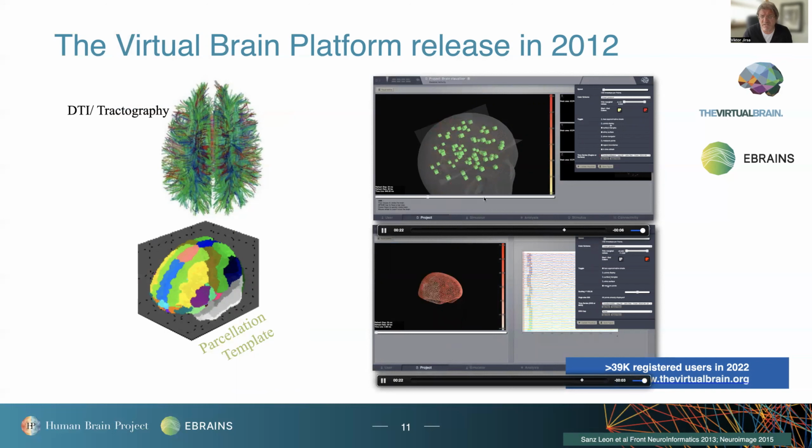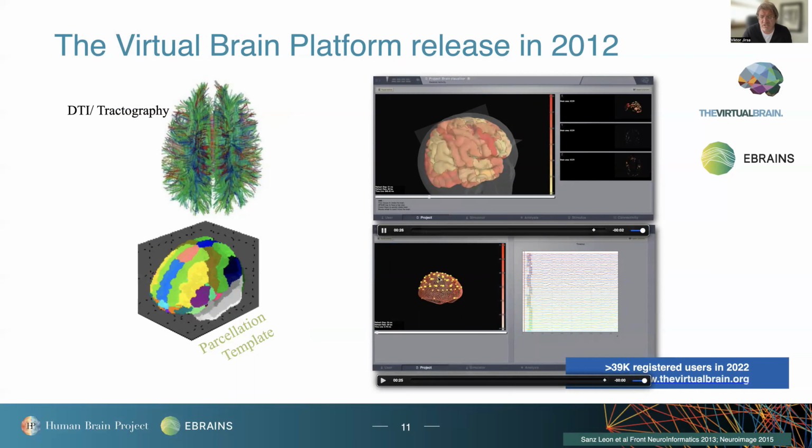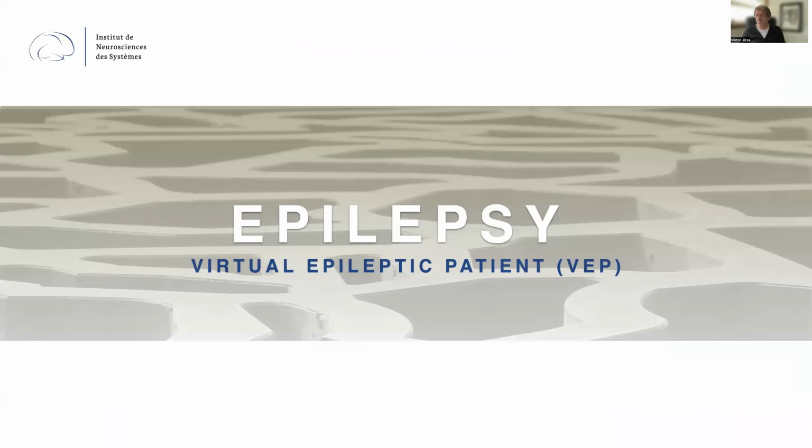Here you see, for the same source dynamics that has been simulated here, the EEG data of this particular patient as it is typically recorded in the clinics. So everything I will speak about can actually be reproduced in this platform, the virtual brain, which is integrated in an even larger workflow available on EBRAINS, the European infrastructure for digital neuroscience. You will see more about this a little later.